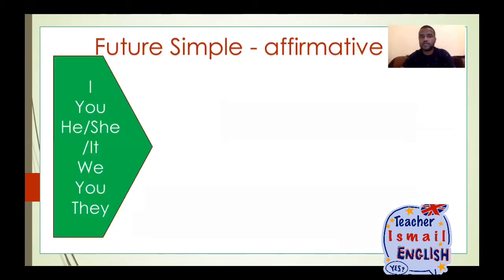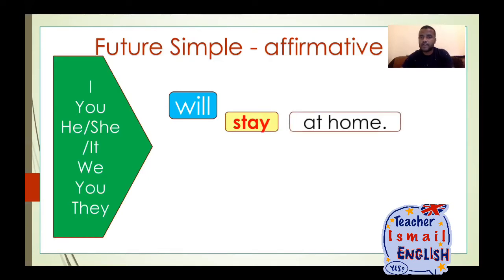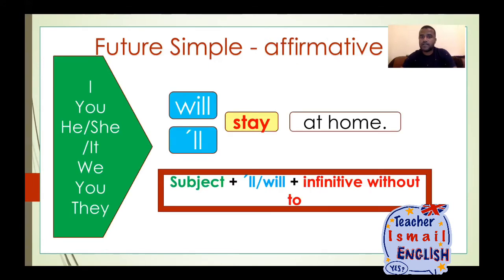For example, we are talking about the affirmative form. What do you think we need if we want to make a sentence? You need a subject: I, you, he, she, it, we, you, and they, plus will, plus the verb, and the rest of the sentence. So we need the subject plus will, plus the verb in infinitive, which means the infinitive without to. I will stay at home.